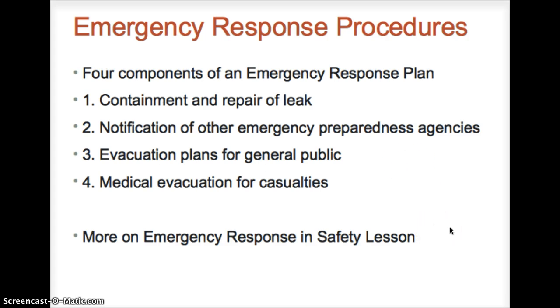And emergency response procedures. So there are 4 components of an emergency response plan. You want to be able to contain and repair the leak, notify other emergency preparedness agencies, have evacuation plans for the general public, and medical evac for casualties. This is really the very skim of a plan. We are going to do a lot more in the emergency response lesson, in the safety lesson. Okay.